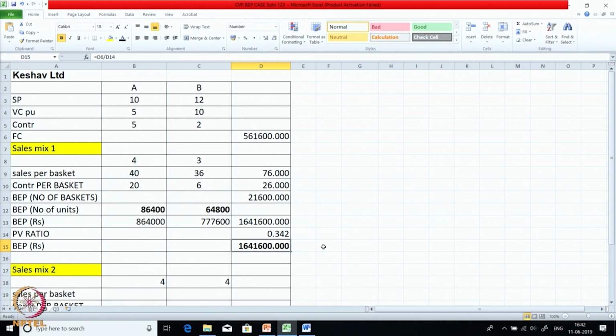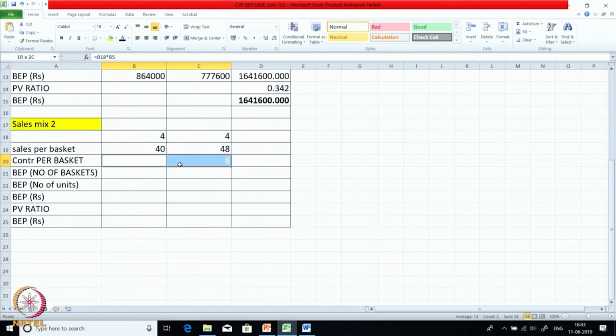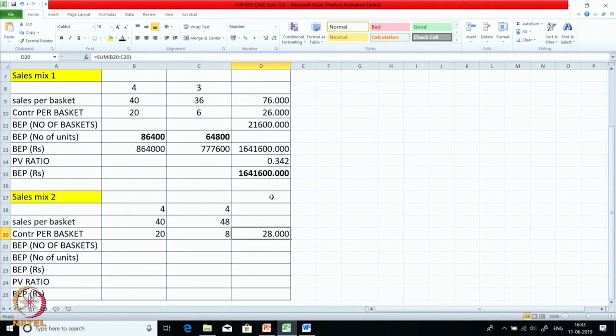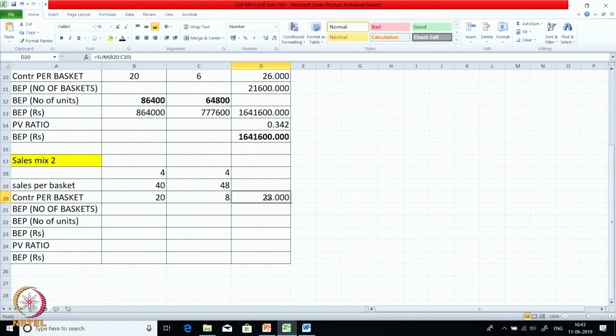Are you getting? So that is product mix 1. Now do it for mix 2, which is 4:4, and it is simpler because it's like the same 1:1 ratio now. Now what is the sales per basket? 40 and 48 because 4 into 10 and 12. Contribution per basket 20 and 8. So total contribution is 28. Fixed cost remains the same, 561,600, and from each basket now we earn a contribution of 28. So BEP is 20,057 number of baskets.